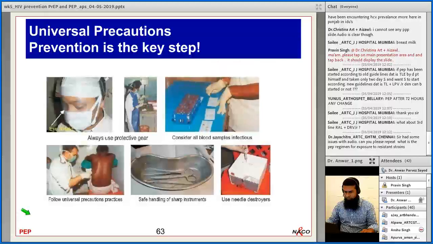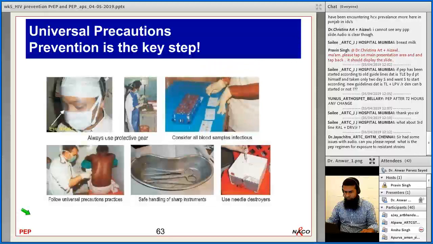But if I am going to conduct a delivery, I will have to be covered from head to toe with all these equipments. Those are called personal protective equipments or personal protective gears. So it depends on the procedure. Based on the procedure or risk of exposure, all these gears are selected, not based on the HIV status of the client.